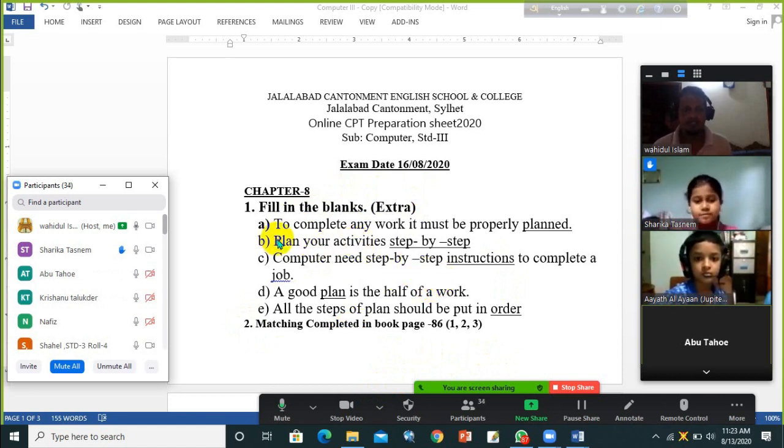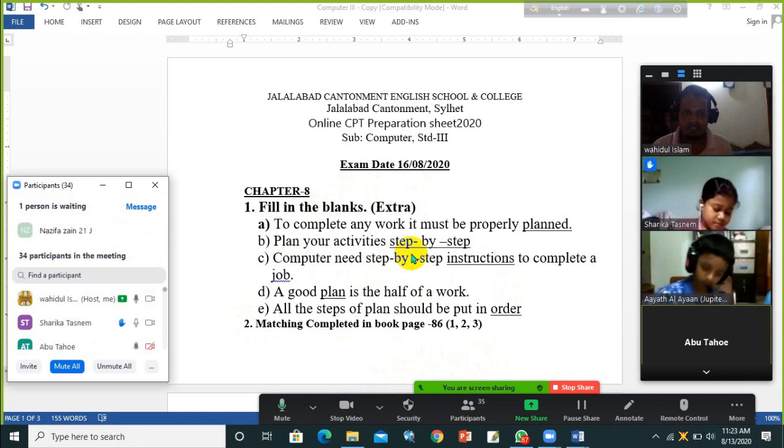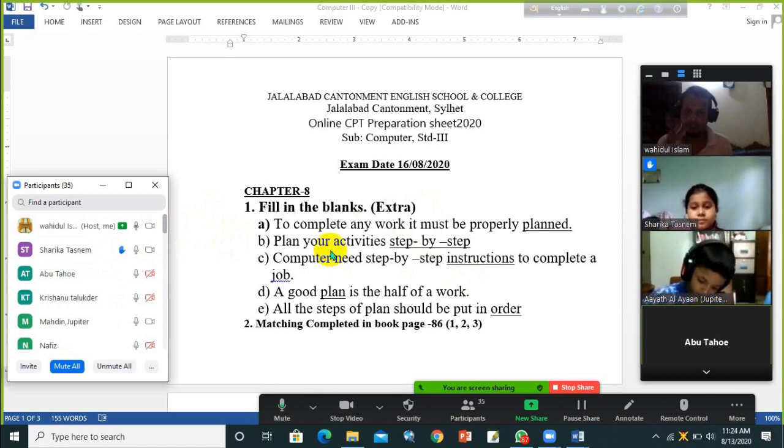First one, you just write, I am saying to you, and I am recording this class so that the students who are not able to join this class will get the recording later. The first one, fill in the blanks. This is extra, it is not the fill in the blanks in your book. I prepared it myself from the chapters. First one, to complete any work, it must be properly planned.